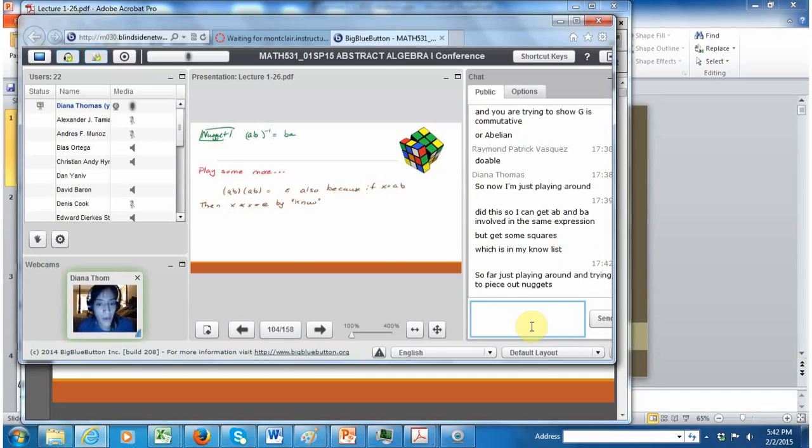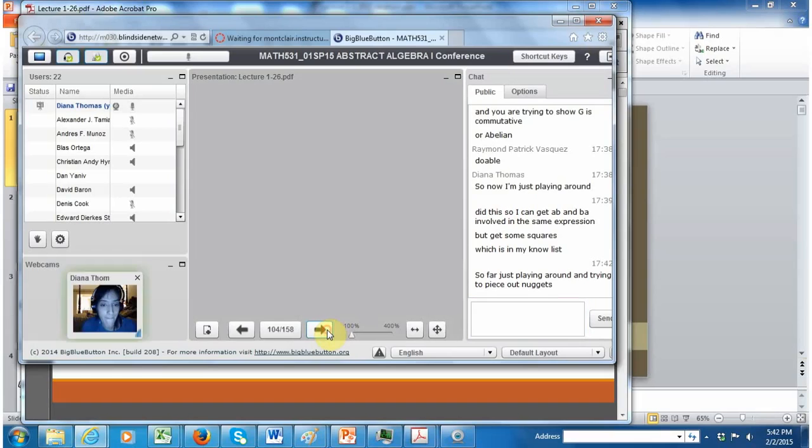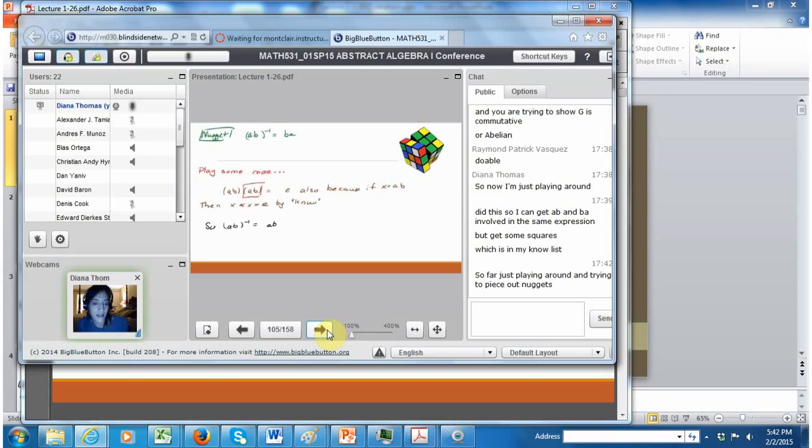Okay, so I'm going to play some more. I also know that AB star AB is E because if X is AB, then by applying the known property here for AB star AB, I get AB squared is also E. Well, isn't that nice? So the inverse of AB is also AB.